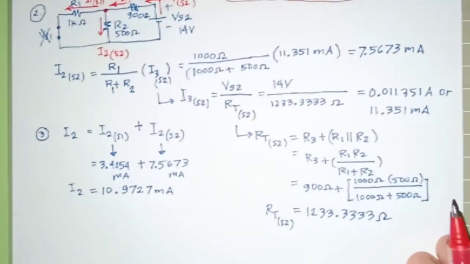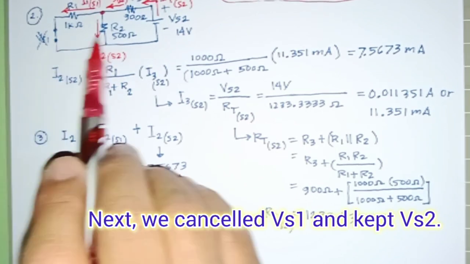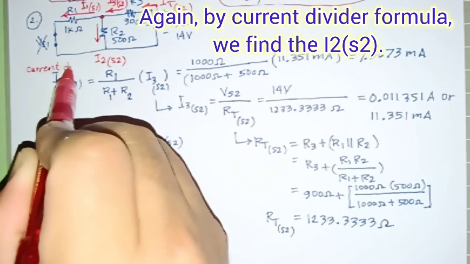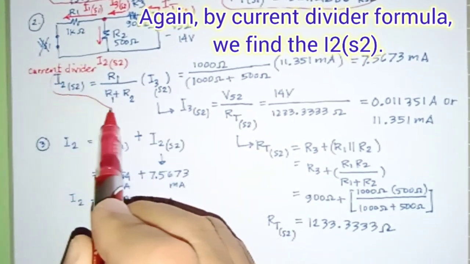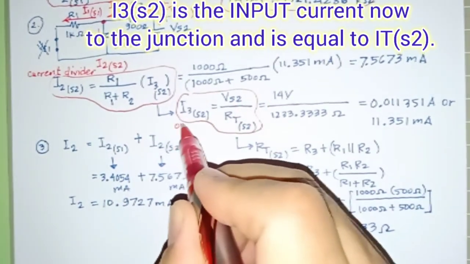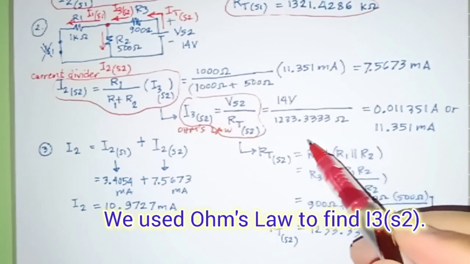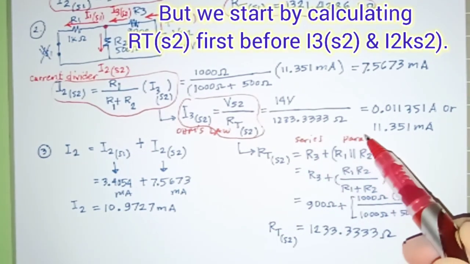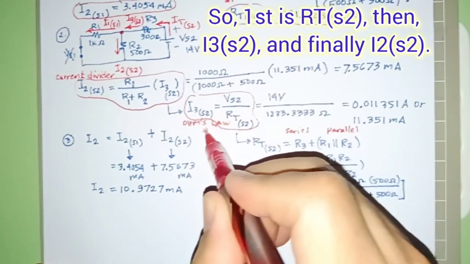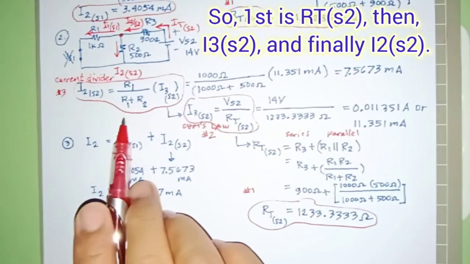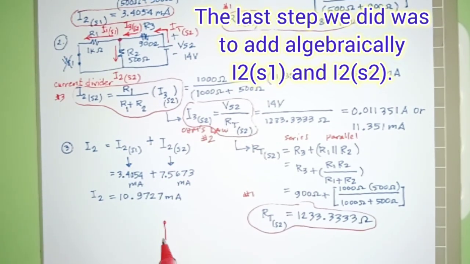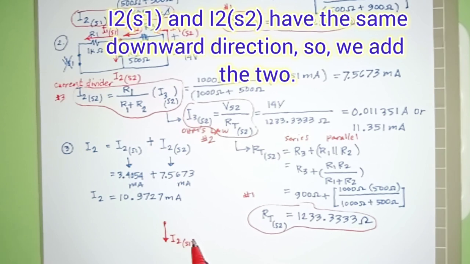After that, we draw the circuit again. This time we canceled the VS1 and kept the VS2. After drawing it, we applied the current divider formula to find the I2 S2. Of course we need to get the I3 S2 first, but the problem is we need to get first the RT S2. After that, we can go back and substitute the value of RT S2, and we will get I3 S2, and we will finally get the I2. Now, the last step is to add algebraically the two answers.